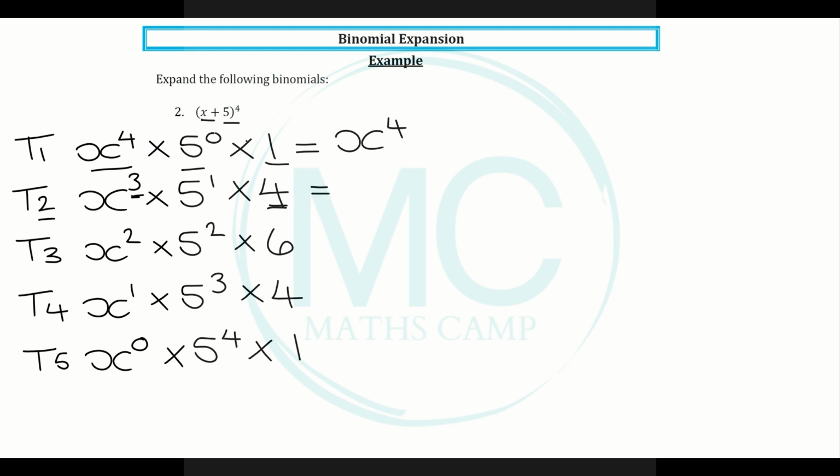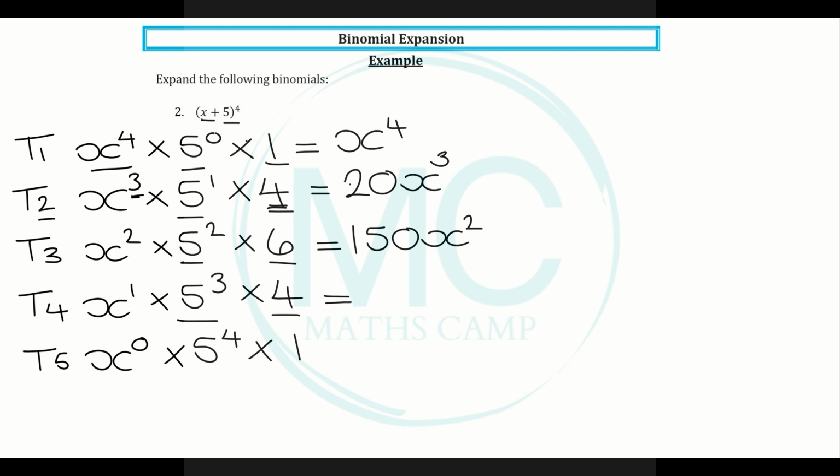Now for our second term, 5 multiplied by 4 is 20. So we get 20 x cubed. 5 squared is 25. Multiplied by 6, we get 150. So this becomes 150 x squared. 5 cubed is 125. Multiplied by 4 gives us 500. So we get 500 x.